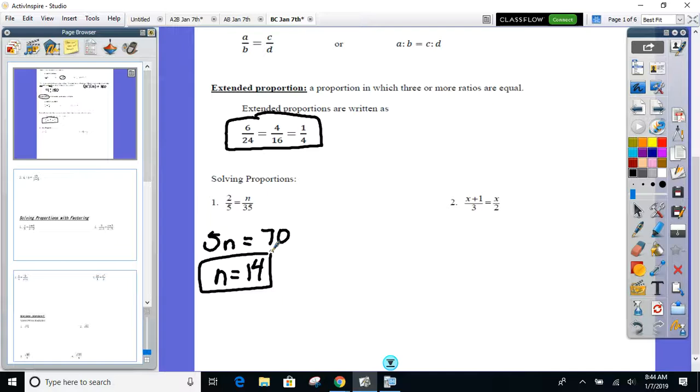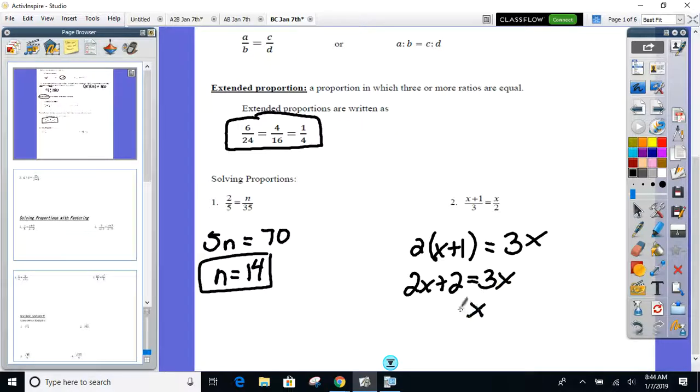Okay, number 2. When you cross multiply the 2 and the x plus 1, what do you have to do with the 2 here? I do have to distribute it, yes. So I'll just show that real quickly. So I have 2x plus 2 equal to 3x. Move the 2x over, x equals 2. All right, any issues here?